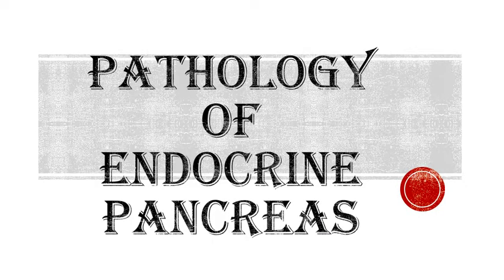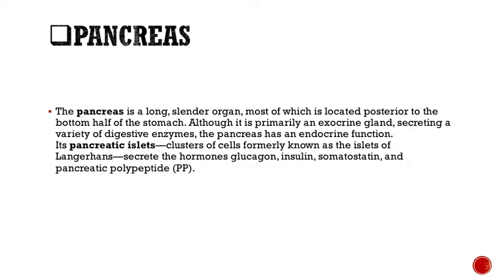Next up, we have pathology of endocrine pancreas. So, what is the pancreas? The pancreas is a long, slender organ, most of which is located posterior to the bottom half of the stomach. Although it is primarily an exocrine gland, secreting a variety of digestive enzymes, the pancreas has an endocrine function too. Its pancreatic islets, that is, clusters of cells formerly known as the islets of Langerhans, secrete the hormones glucagon, insulin, somatostatin, and pancreatic polypeptide.